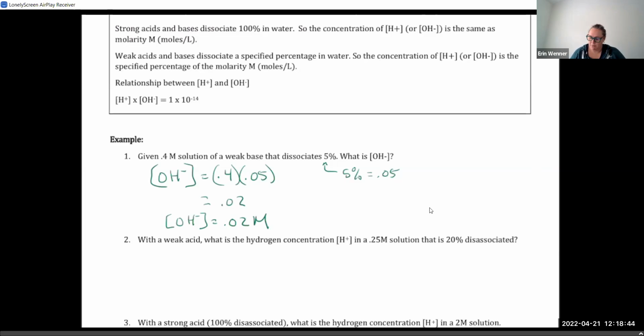So to come up with the hydrogen concentration, we're going to say it's equal to the concentration to begin with, 0.25, times the dissociation percentage, or 0.2. So when we multiply these together, we get 0.05 moles per liter.